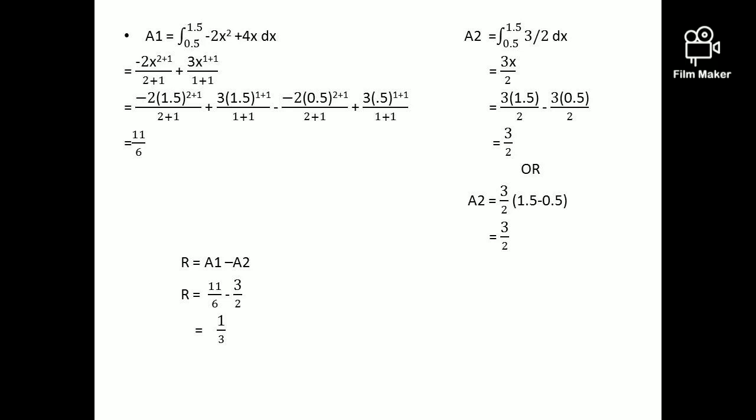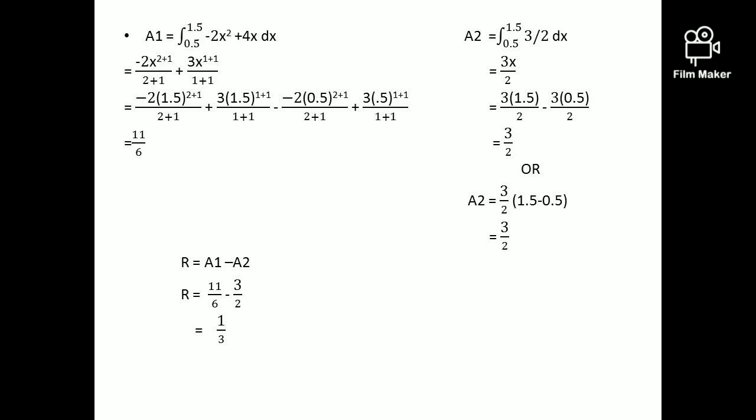At the same time, if you want to obtain the area of the second shape, area 2, A2, we know that that's a straight line y equals 3 over 2. Therefore, if you want to obtain this area, you can integrate the line 3 over 2 from 1.5 to 0.5. There you get the answer 3 over 2.